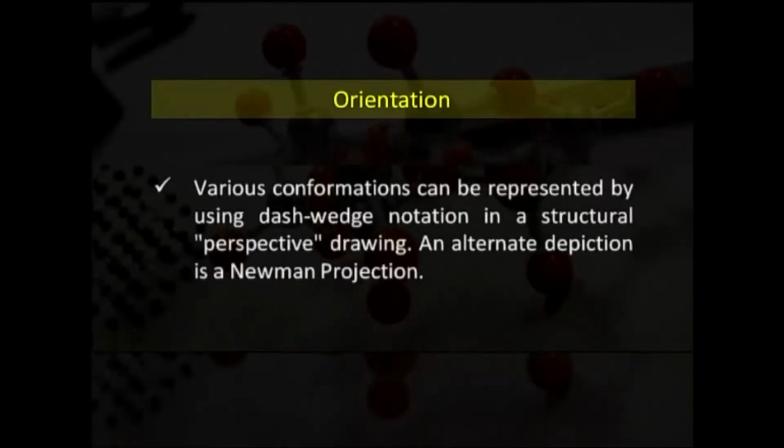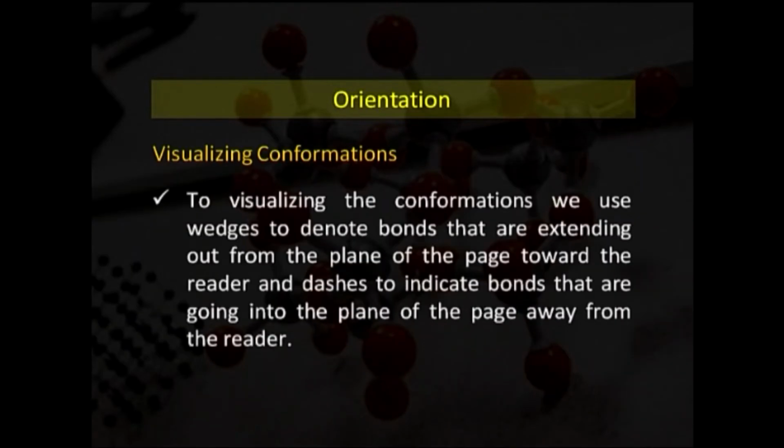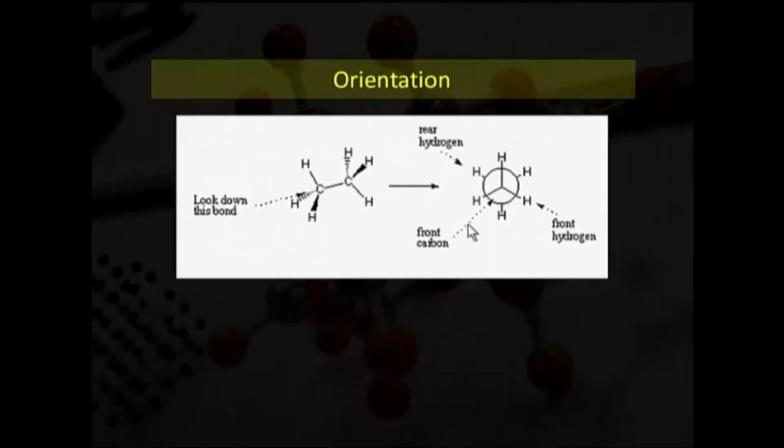Now, various conformations can be represented by using dash-wedge notation in a structural perspective drawing. An alternate depiction is a Newman projection. To visualize the conformation, we use wedges to denote bonds that are extending out from the plane of the page toward the reader, and dashes to indicate bonds that are going into the plane of the page away from the reader. This notation is frequently used to represent the tetrahedral geometry of sp3 hybridized carbons.